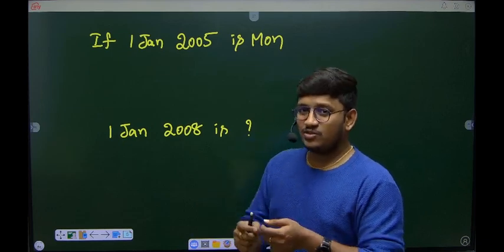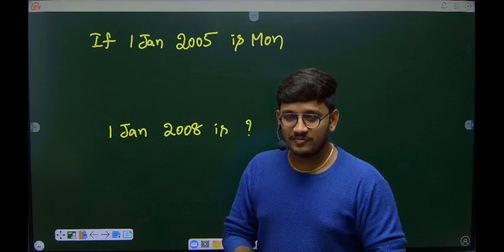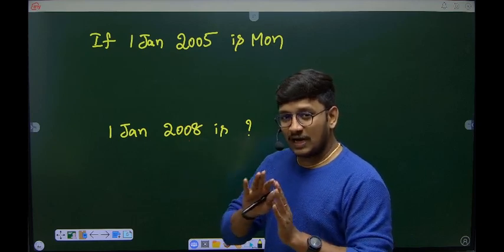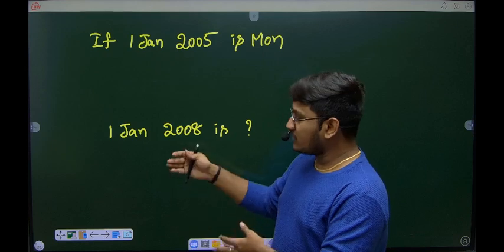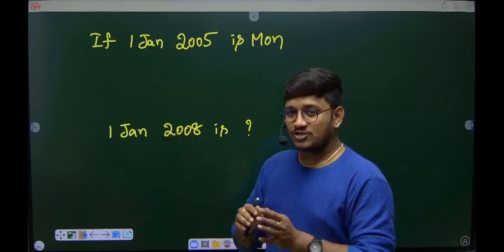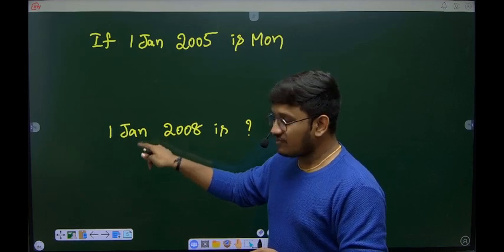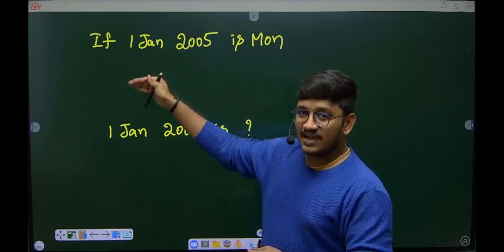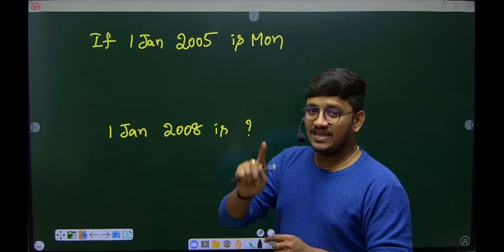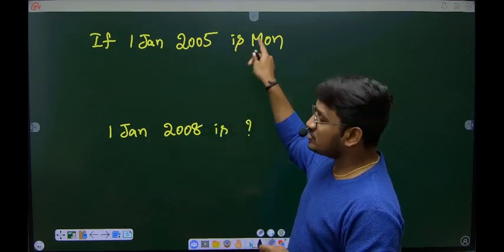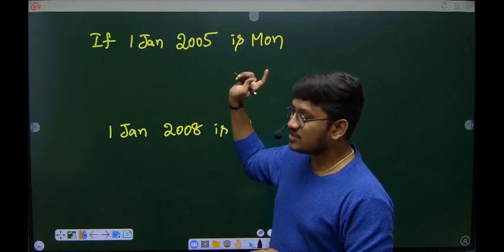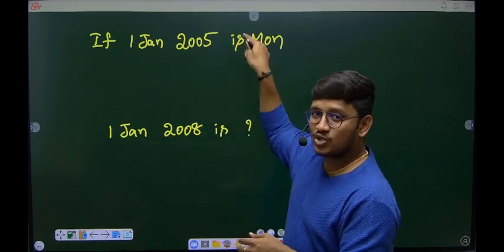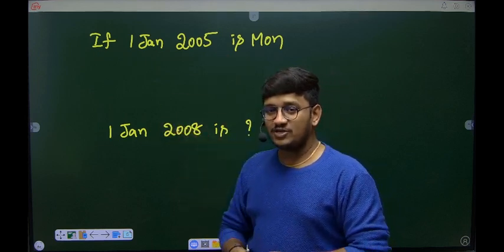But students commit some mistakes in these types of questions. Make sure you do not directly apply the month code and century code for these questions. Students apply the 1 January code for 2008 and count odd days. You should not do that, because here they are just giving you one reference. In case 1st January 2005 is Monday, it is not certain that it is Monday. They have given you the reference: if 1st January 2005 is Monday, what should be the day of 1st January 2008?